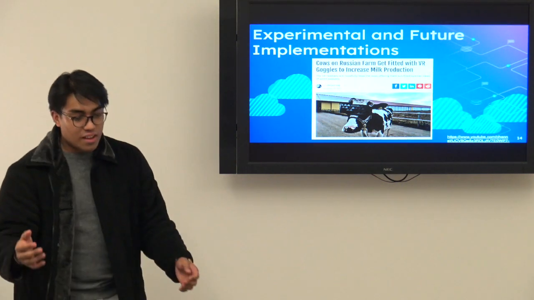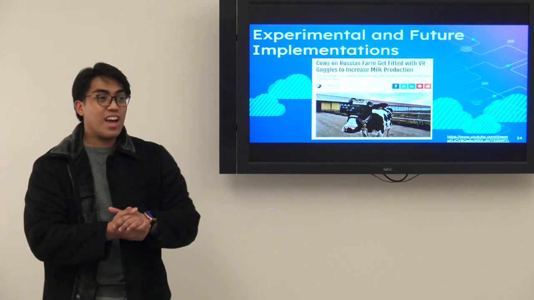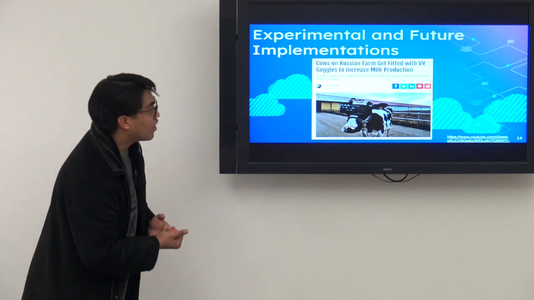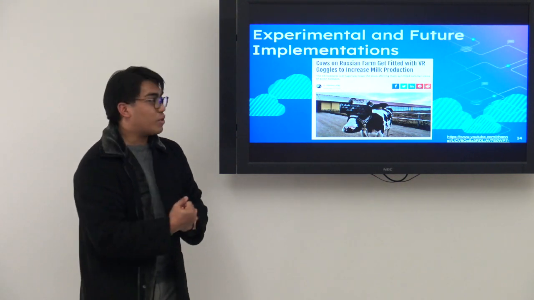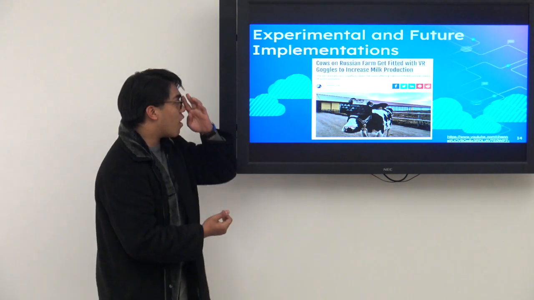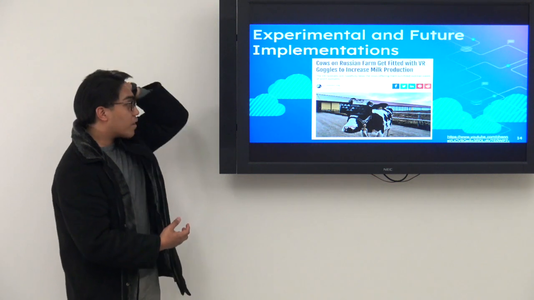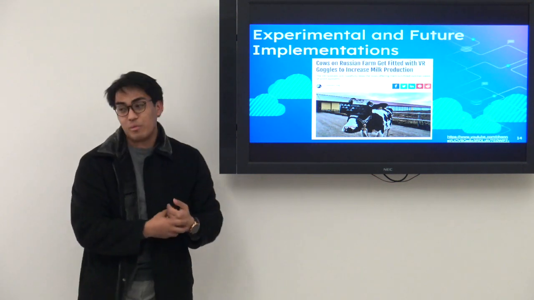So, experimental and future implementations. I think some of you have seen this article. It was just released the 26th, which I believe might have been yesterday or the day before. And the title reads, "Cows on Russian Farm Get Fitted with VR Goggles to Increase Milk Production."